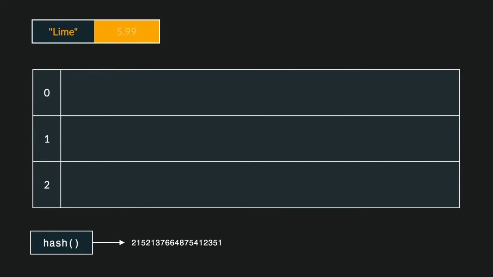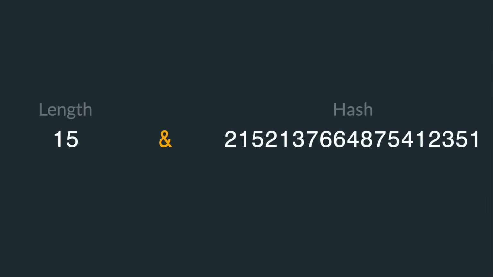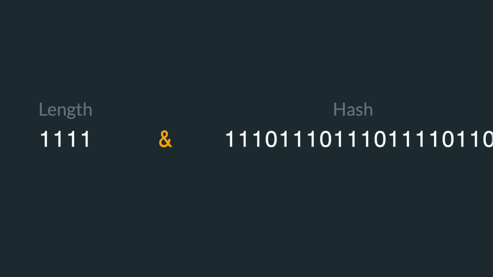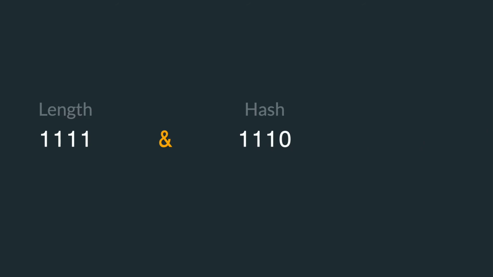This can be achieved by performing a bitwise AND operation between the length of the array and the hash value itself. Performing a bitwise AND operation involves representing both numbers in binary form, zeros and ones. 15 in binary is 4 ones. The hash value, 2 quintillion in this case, in binary is this monstrosity. And since the first binary number only has 4 bits, we can ignore all the bits in the second binary number that come after the first 4.